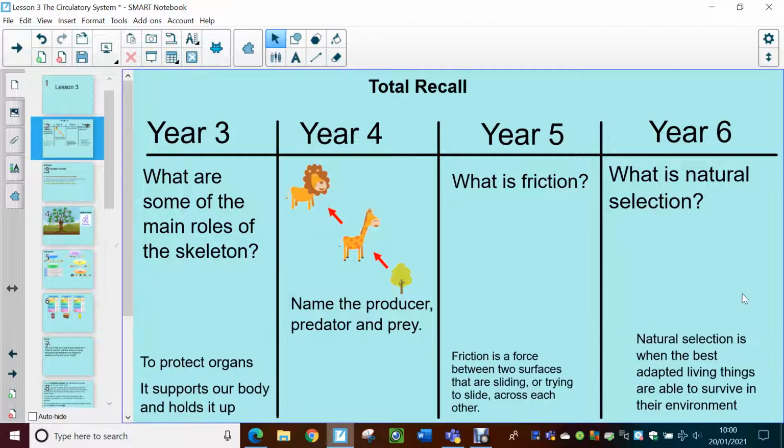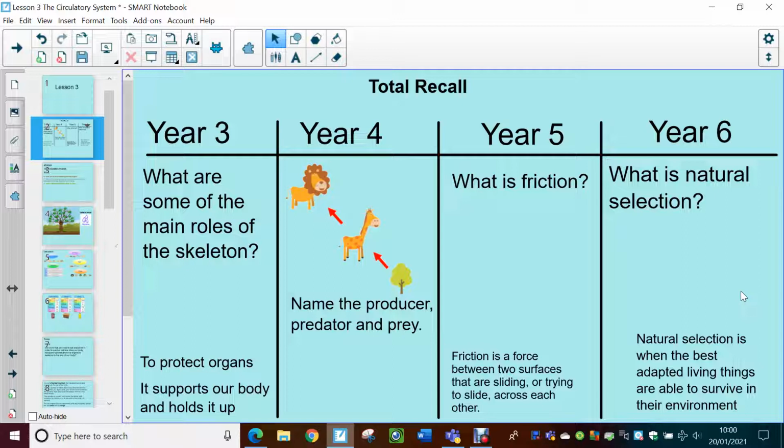Here are the answers. So the role of the skeleton is to protect organs and help support our body. The producer in this food chain would be the tree. Producers create their own food. The prey would be the giraffe and the predator would be the lion because predator eats prey.